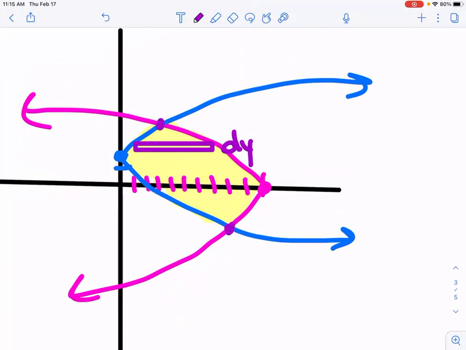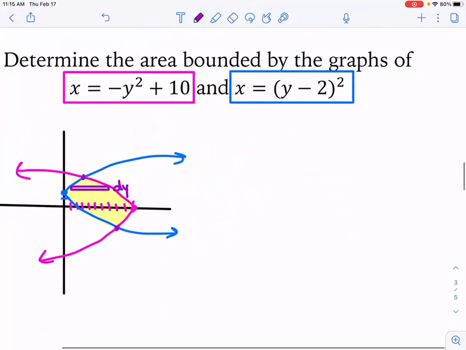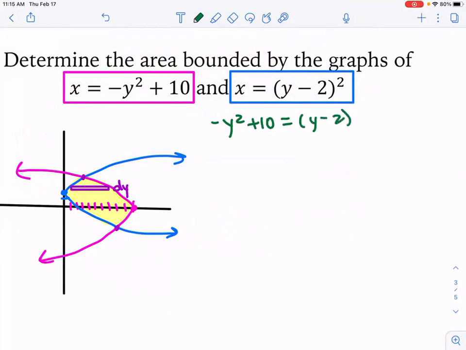But we've got to figure out these points right here. Okay. All right, so let's do some algebra. How do we figure out what those y values are? x equals x: negative y squared plus 10 equals y minus 2, the quantity squared. Okay, y minus 2, the quantity squared would be y squared minus 4y plus 4. We are going to solve a quadratic.